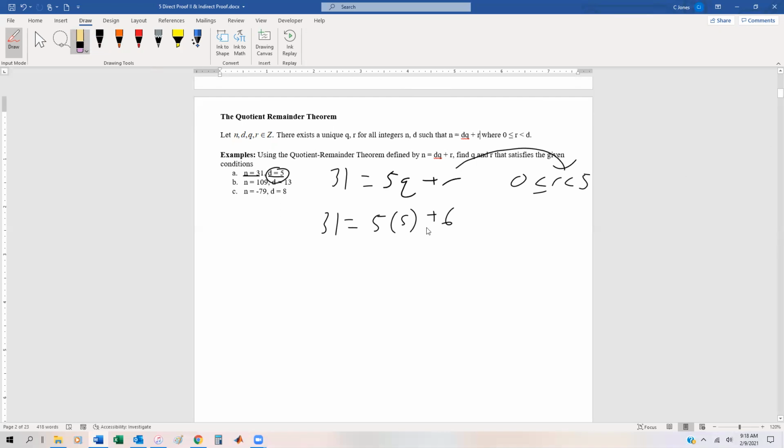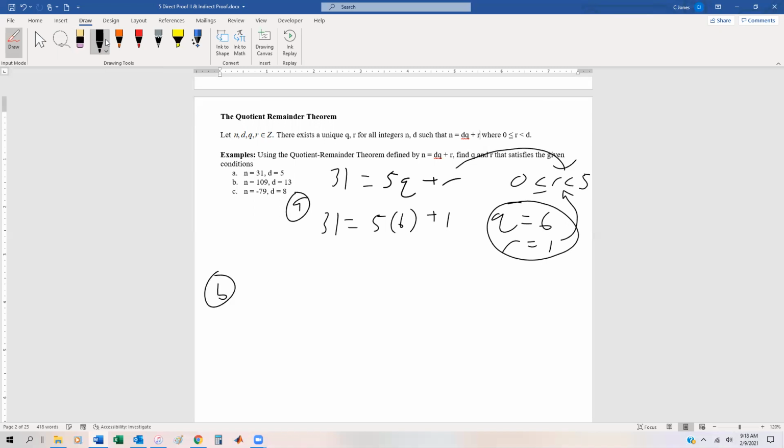So that's what we're looking for. We're looking for a specific pairing of q and r. And I think a better pairing, in fact the only one that works, is when q is equal to 6 and r is equal to 1. And that's going to give us our 31. And again, r fits into that compound inequality. We could do it again. For letter B, we could suggest that 109 is going to be equal to 13q plus r. And we know that 0 is less than or equal to r is less than 13, since we define d to be 13 in this case.